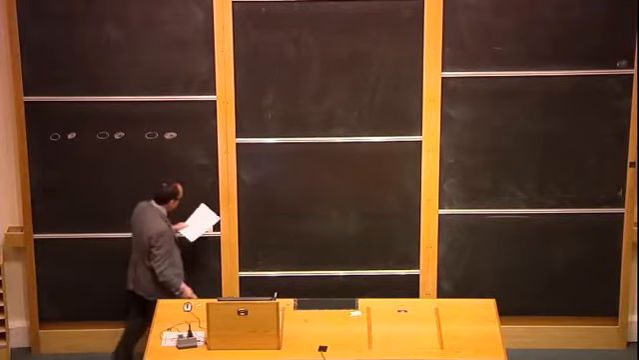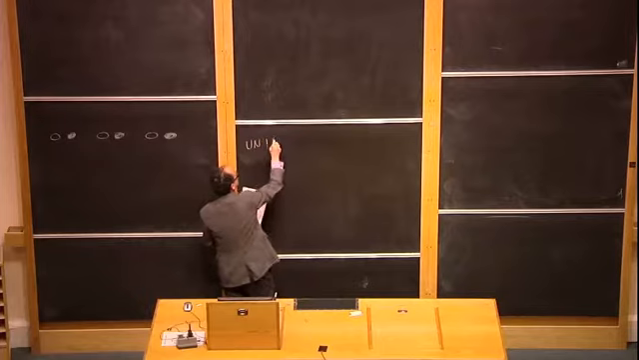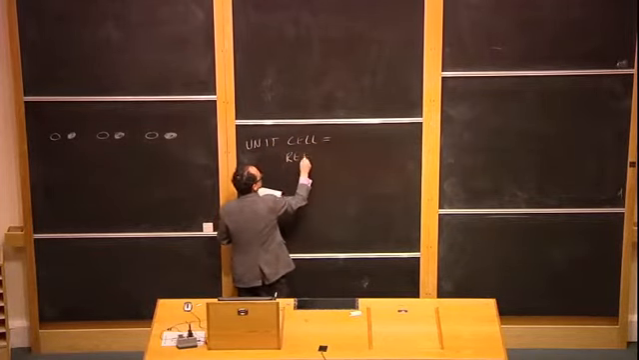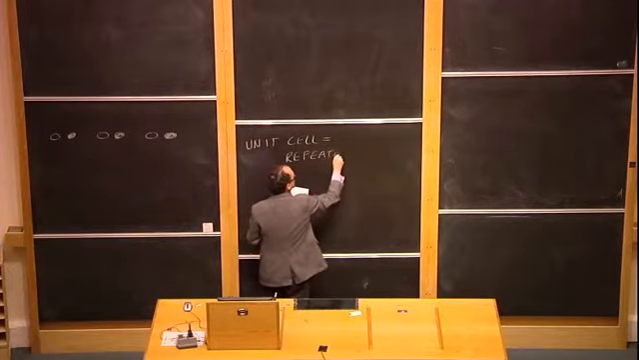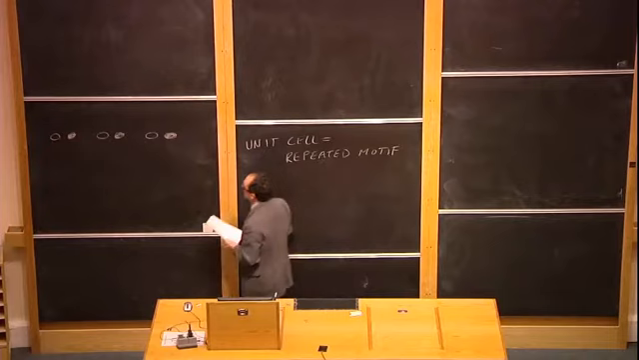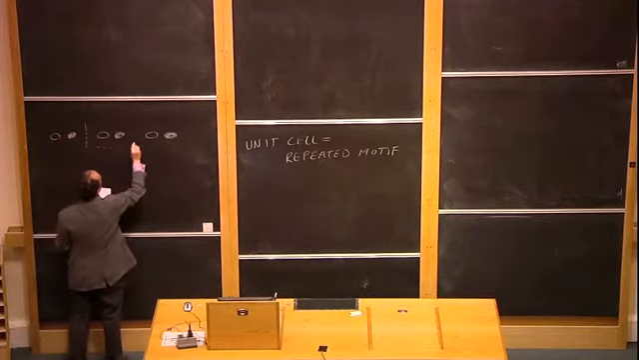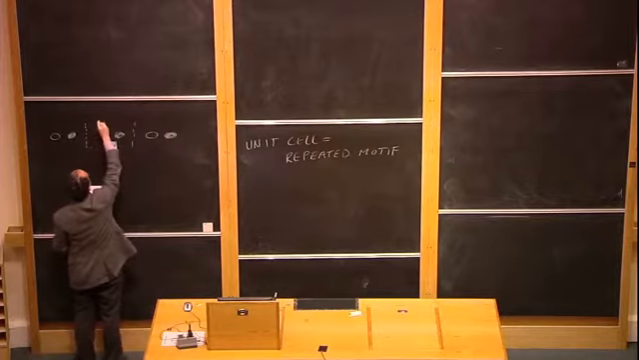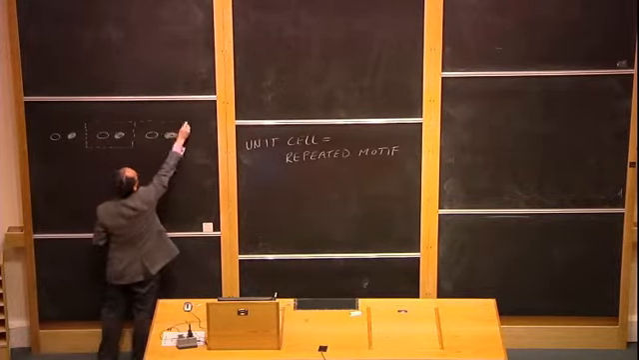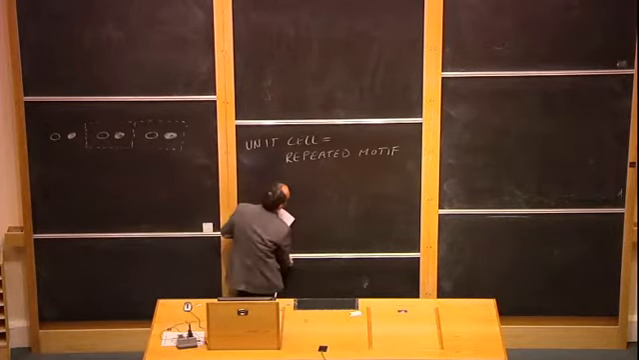Now let me introduce some nomenclature that's going to be useful. The idea of a unit cell is the repeated motif. So for example, we can take our unit cell to be this box, and if you repeat this box over and over and you stack the boxes together with no space in between, you will reconstruct the entire chain.